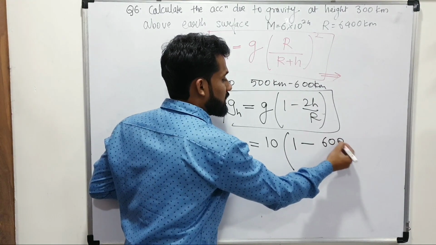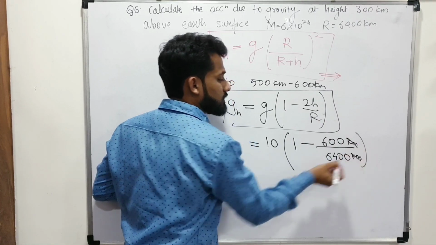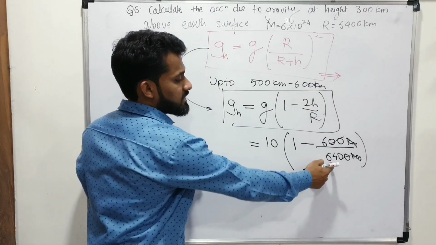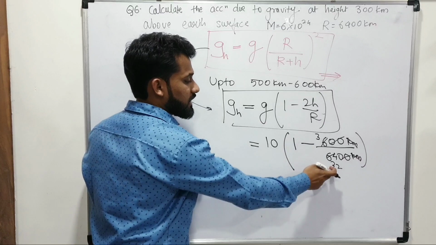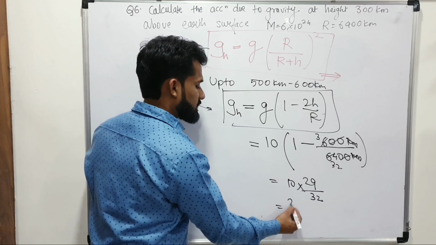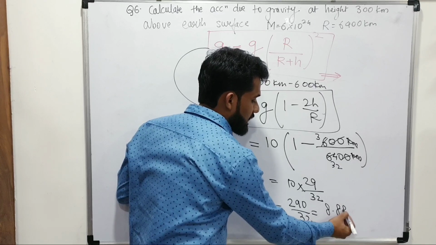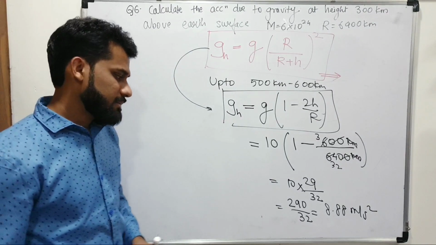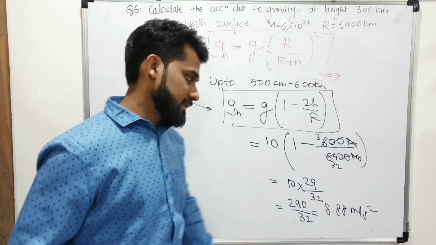2h will be 600 upon R, which is 6400. Since units are the same, they will cancel out, kilometers in numerator, kilometer in denominator. 2 zeros will cancel. 64 and 6, so this is 3, this is 32. On cross multiplying, 32 minus 3 is 29 upon 32 into 10. So the answer comes out to be 290 by 32. On solving this, you get roughly 8.88 meters per second square. This is the acceleration due to gravity at height 300 kilometers above the earth's surface.